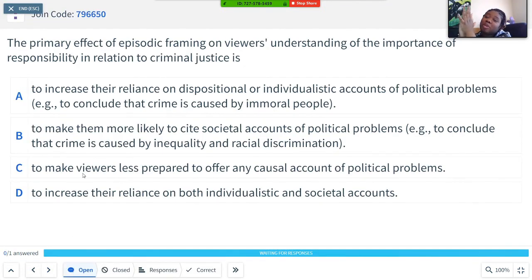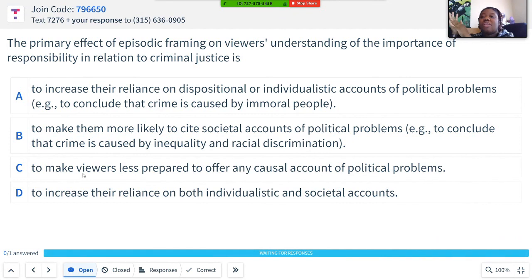So you remember we talked about priming effects, episodic, all that good stuff. The primary effect of episodic framing on viewers' understanding of the importance of responsibility in relation to criminal justice. Yeah, so we're going to apply concepts. Is to, let's say, A, increase their reliance on dispositional or individualistic accounts of political problems. So basically to conclude that crime is caused by immoral people.